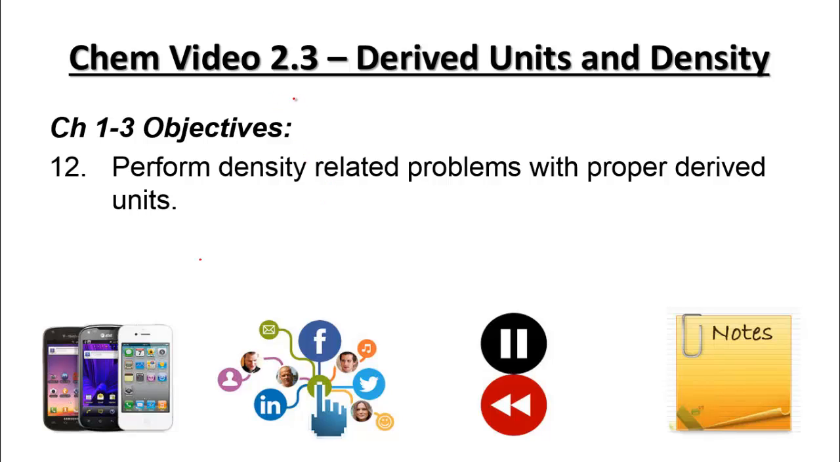Alright, welcome to Chemistry Video 2.3, looking at derived units and density. Main objectives here are to perform density-related problems with the proper derived units.